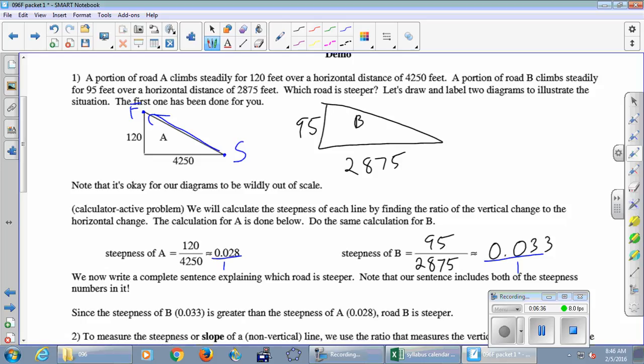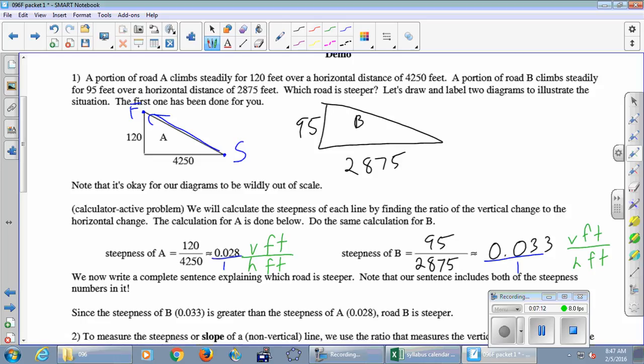The 120, was that a horizontal or a vertical? Vertical. So I'm going to say this is vertical feet upstairs. And downstairs with the 4250 was horizontal feet, yeah? So that means that road A climbs vertically 0.028 feet, which is not very much, for every 1 horizontal foot. That's what it means. Exactly the same units over here. Road B climbs 0.033 feet vertically for a 1 foot horizontal.